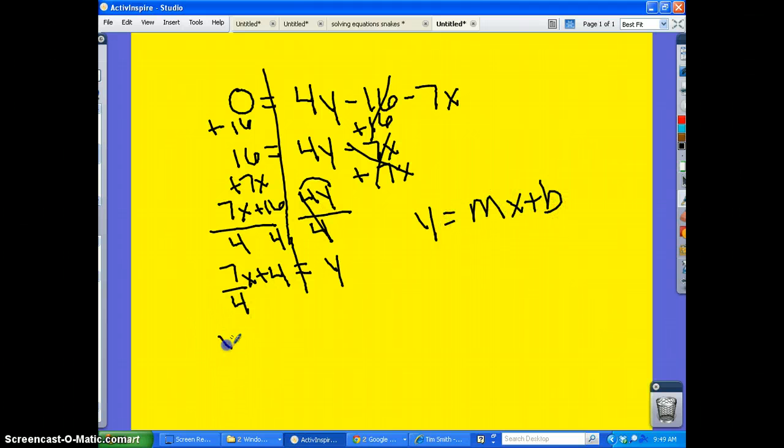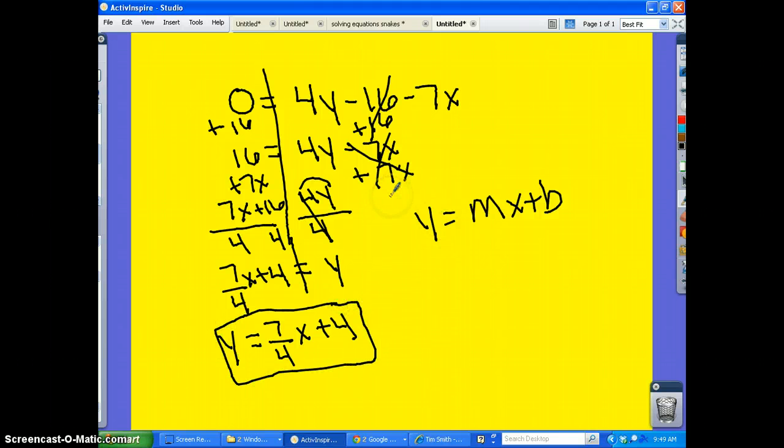I can just put everything in its spot into the y equals mx plus b. Well, I have my y equals my slope here. Look here with the x. 7/4 x plus 4. Now that's the first equation. I can't do anything here but then move to my second equation.